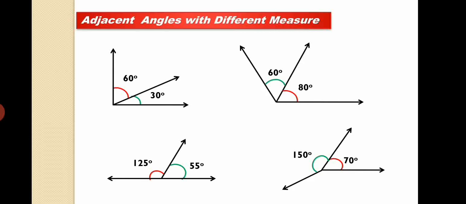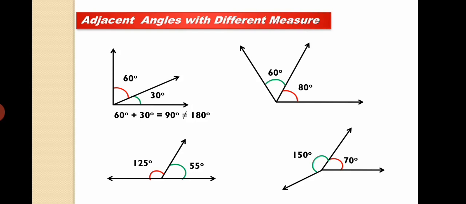Adjacent angles with different measures. Look at this diagram, student. Let's see which of this is linear pair of angles. Look at this first diagram. As you can see here, there are two adjacent angles, 60 degree and 30 degree. When we add these two angles, we will get 60 degree plus 30 degree equal 90 degree, which is not equal to 180 degree. It means this is not a linear pair of angles.